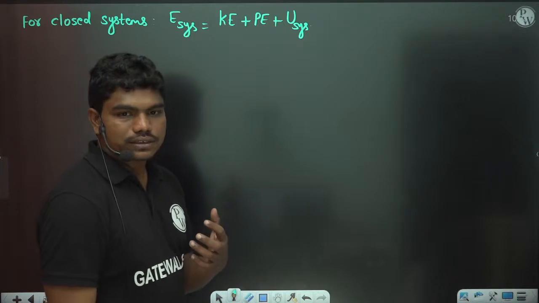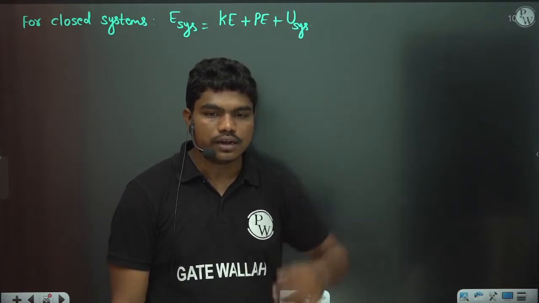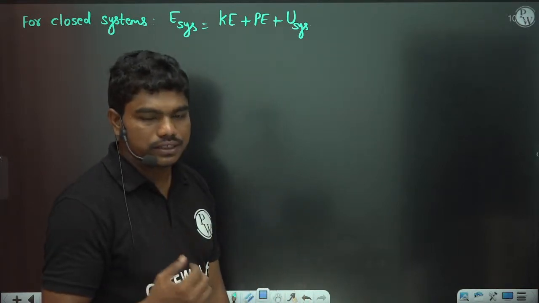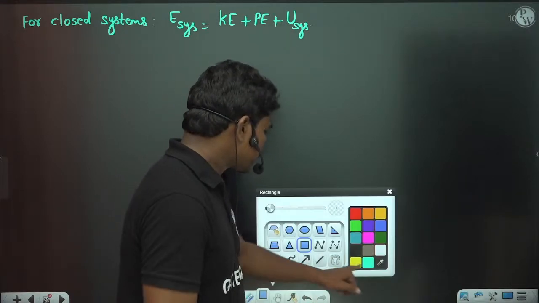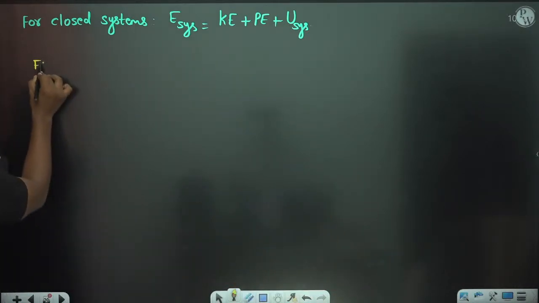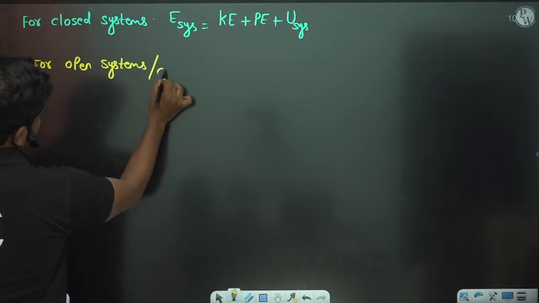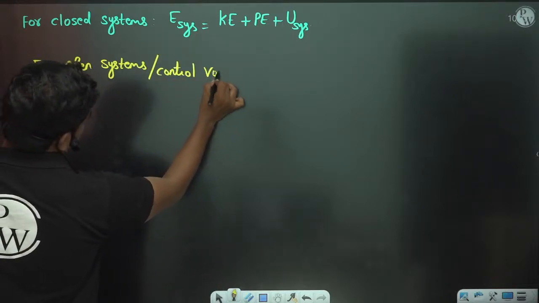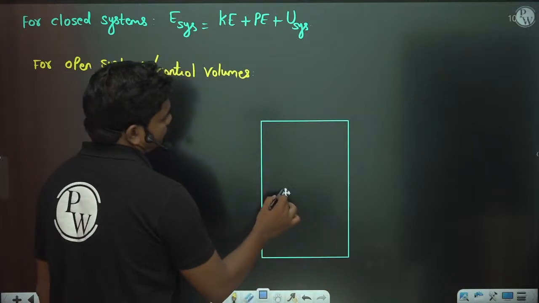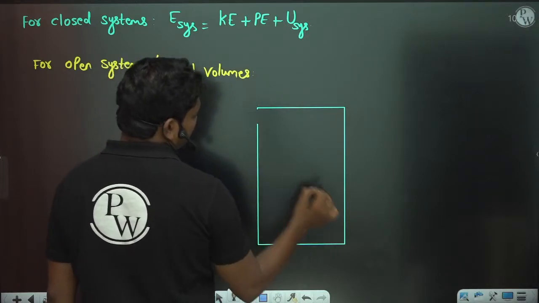Now when you take this control mass, for example, these are the types of energies that we have: macroscopic kinetic, macroscopic potential, and internal energy. But when you talk about open systems, let us see what happens. For open systems or control volumes, let us suppose you take a control volume like this, where it has some inlet and it also has some outlet.